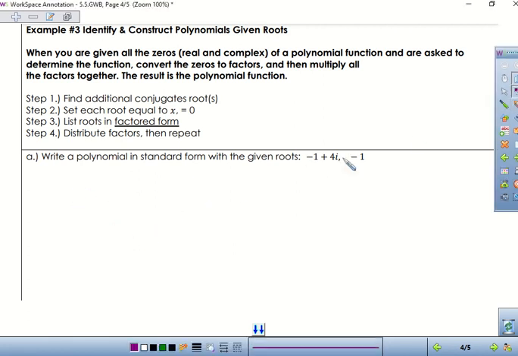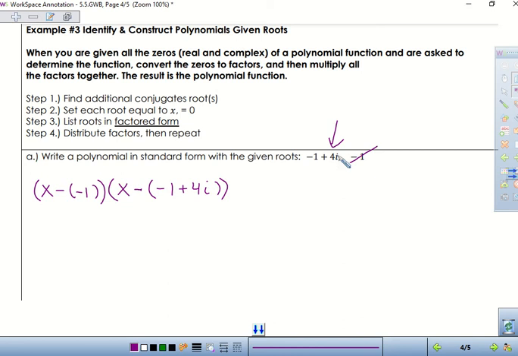You go from roots to factors every single time. You always do x minus whatever the root is. In this case, one of them is negative 1. Okay, that's step 1. So we dealt with the negative 1. Now we're also going to do x minus (negative 1 plus 4i). And then we have one more thing to worry about here. What type of root is this?